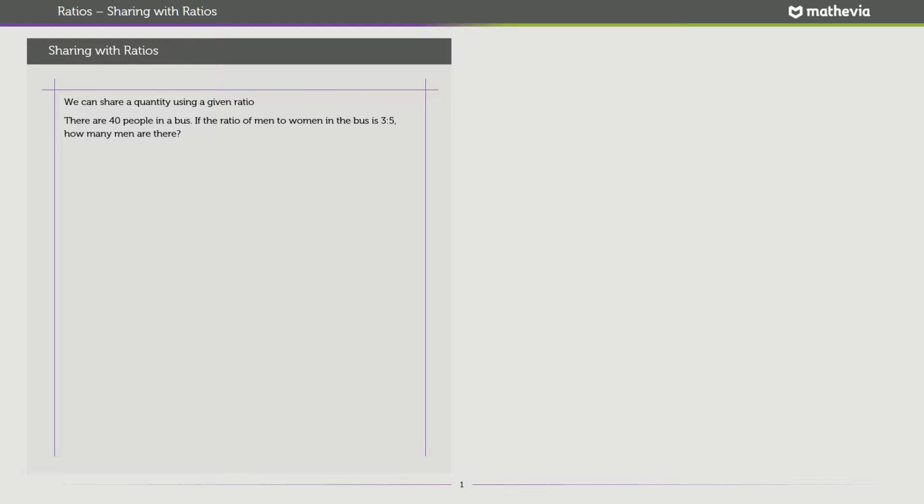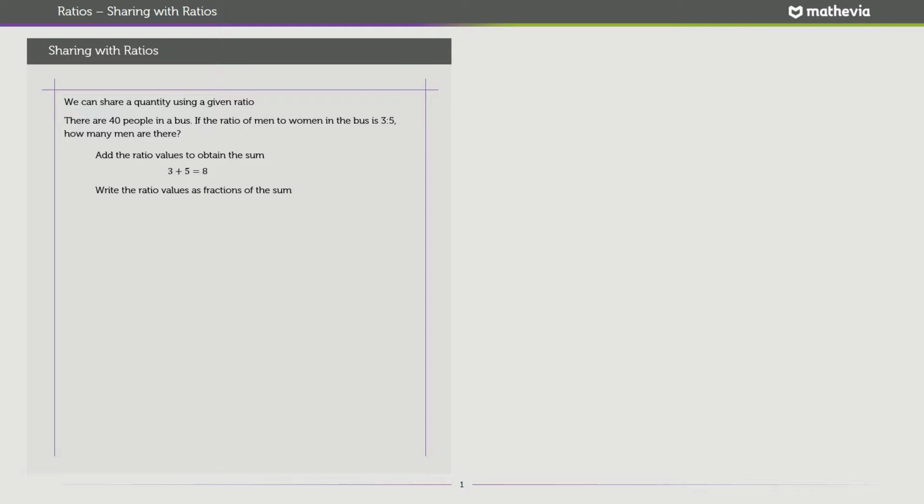Now, when you're looking to share with ratios, the first thing you want to do is add the ratio values to obtain the sum. So you say 3:5, you add 3 and 5 together, it gives you 8. That's the first thing you do: add the ratio values together to give you the sum. After that, write the ratio values as fractions of the sum.